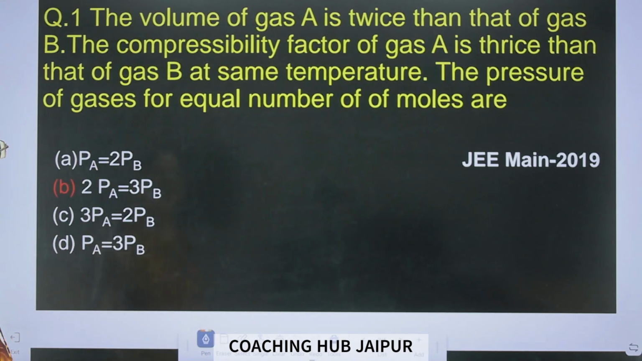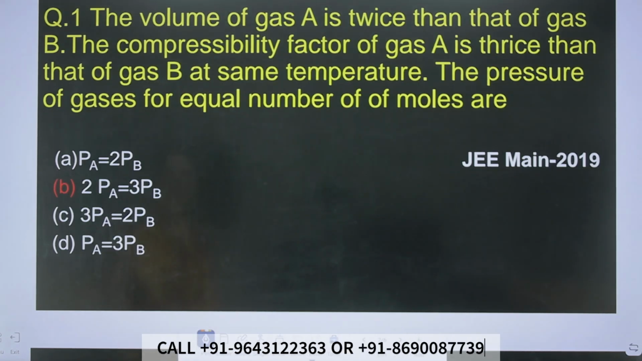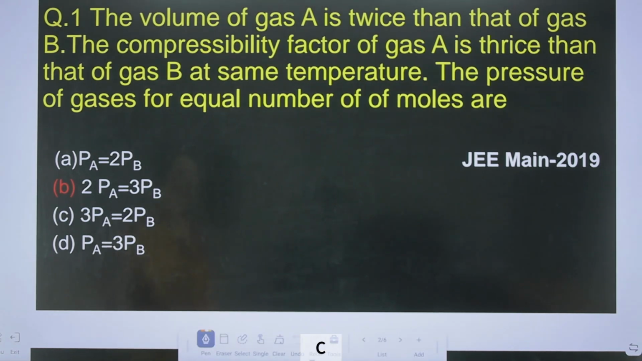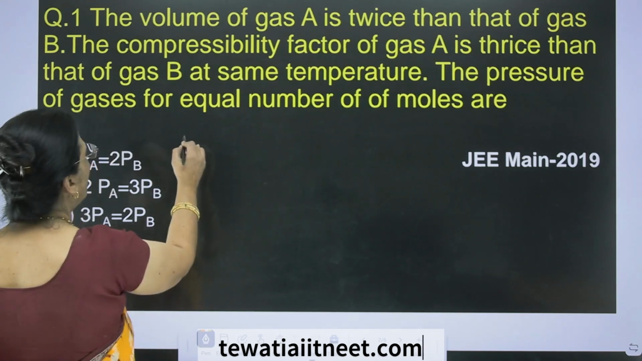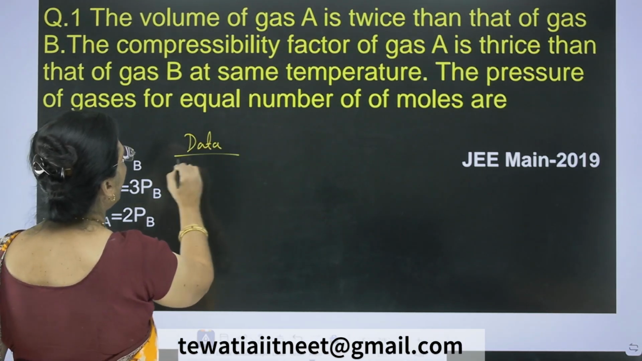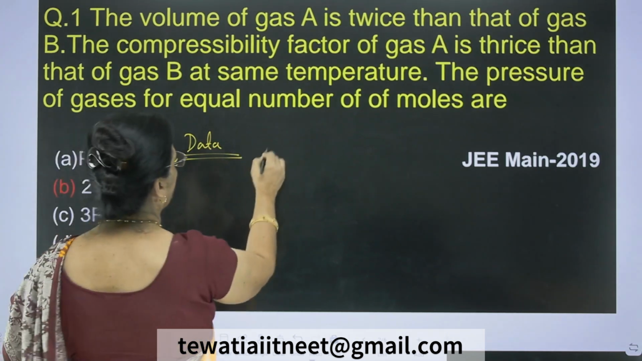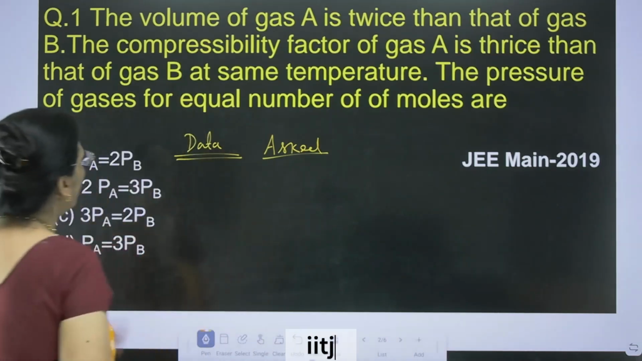Now, the question is: the volume of a gas A is twice that of a gas B, and the compressibility factor of gas A is thrice that of gas B at the same temperature. The pressures of the gases for equal number of moles are what? First we have to see what data is given. We have to be very careful about what is given and what is asked. This should be very clear.